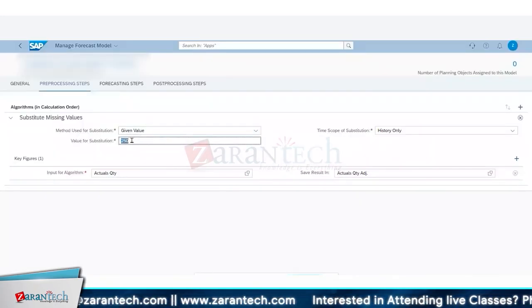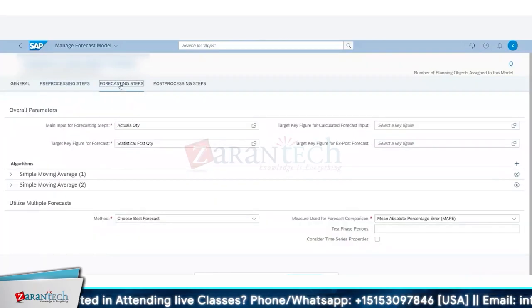If you enter a given value, you can enter 500 if you want, and put it in actual quantity and actual quantity adjusted. Similarly, you can put whatever you want in these two. Now we go to the forecasting step. Here you have overall parameters.